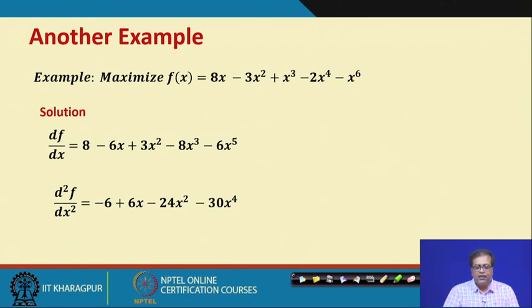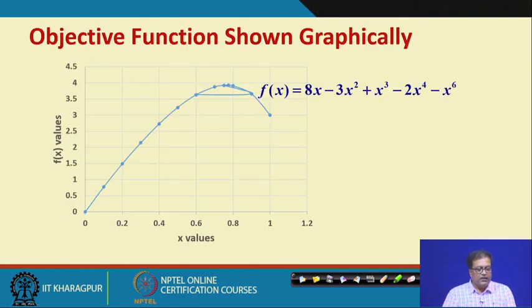So, maximize f x equal to 8x minus 3x square plus x cube minus 2x to the power 4 minus x to the power 6. So, we take the first derivative, that is 8 minus 6x plus 3x square minus 8x cube minus 6x5, and the second derivative, minus 6 plus 6x minus 24x square minus 30x4, right. So, those are the first and the second derivative.